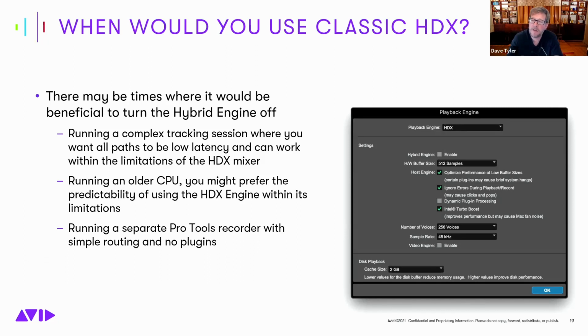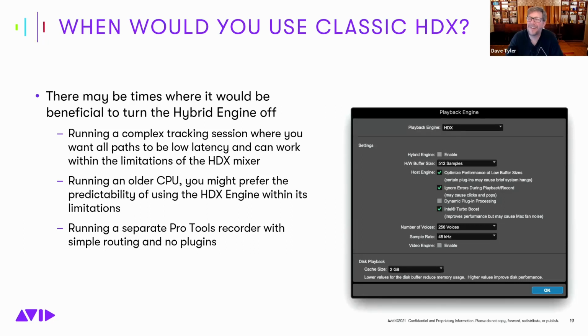And possibly, running Pro Tools as a separate recorder. Your routing is not going to be an issue. Plugins are not going to be an issue. So again, it's down to that low latency workflow. And there's no reason why you can't turn the hybrid engine off and on. I think that's the real beauty of this, that you have the choice to work in whatever way you want to work. So with that, Dan, the question on everyone's lips is, how do I get the hybrid engine?